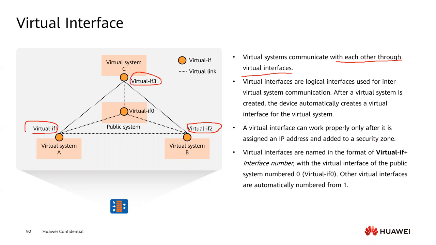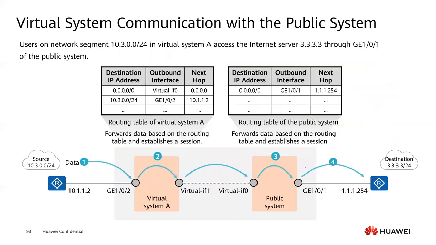virtual systems. Okay, virtual interfaces are logical interfaces used for inter-virtual-system communication. After a virtual system is created, the device automatically creates a virtual interface for the virtual system. A virtual interface can work properly only after it is assigned an IP address and added to a security zone. Virtual interfaces are named in the format of Virtual-if and the interface number, which is the same as the VSID number, and it is generated automatically.